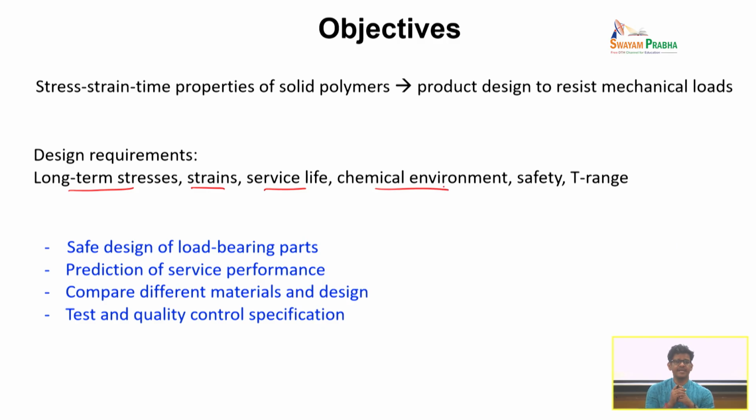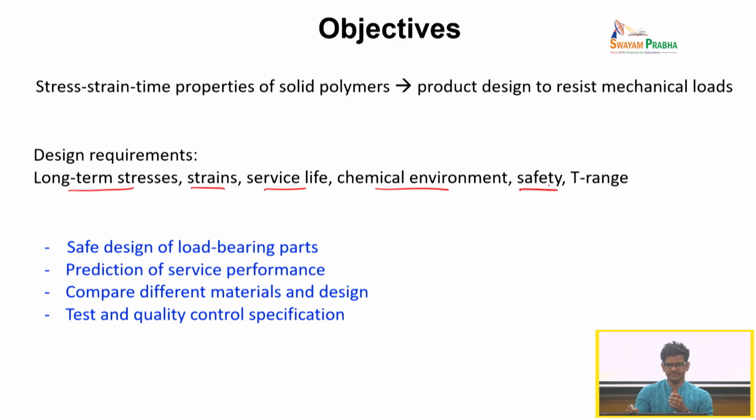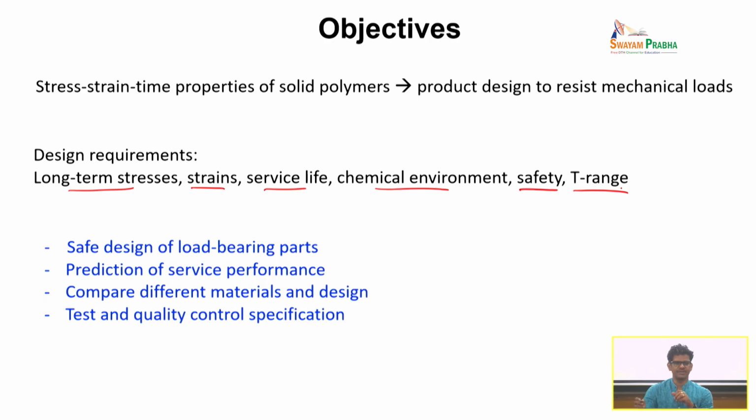And what kind of chemical environment is it going to be exposed to? Is it going to be used under acidic conditions or alkaline conditions? What is the pH? How much moisture is going to be there? Is it going to be exposed to any sort of organic vapor? So the chemical environment in which this product is going to be used is also relevant. And safety, how safe this material is, to what extent we can use it so that we don't have any compromise on safety, and what is the range of temperatures.